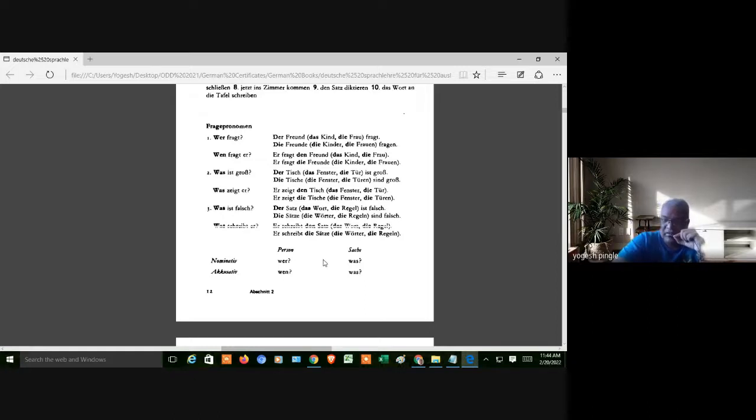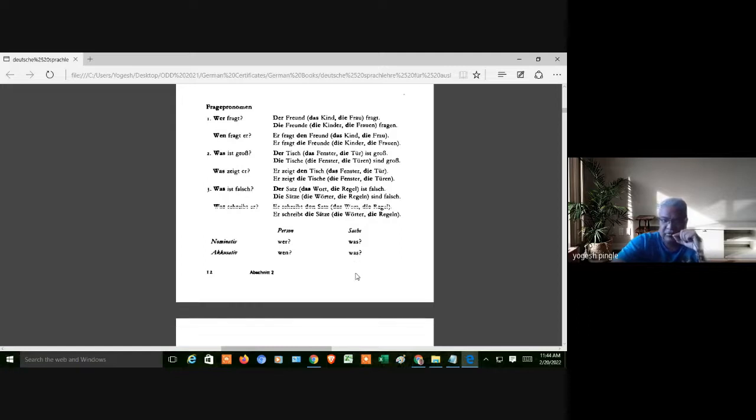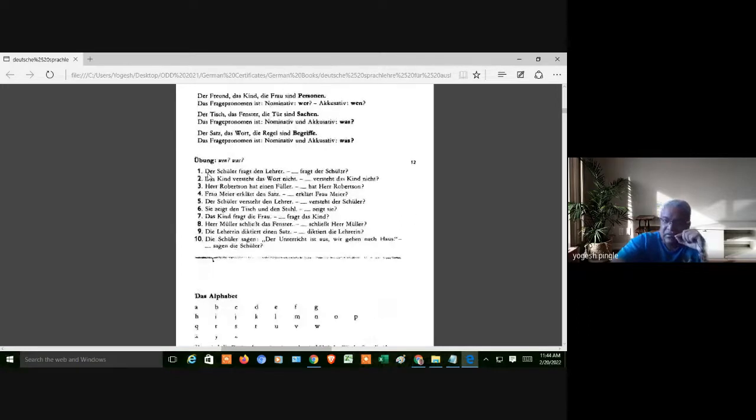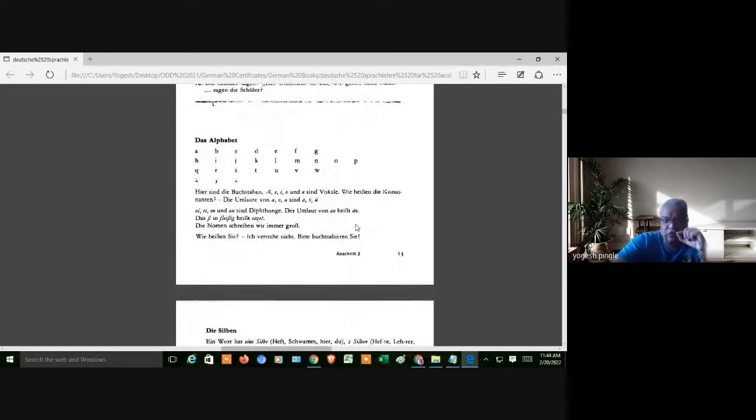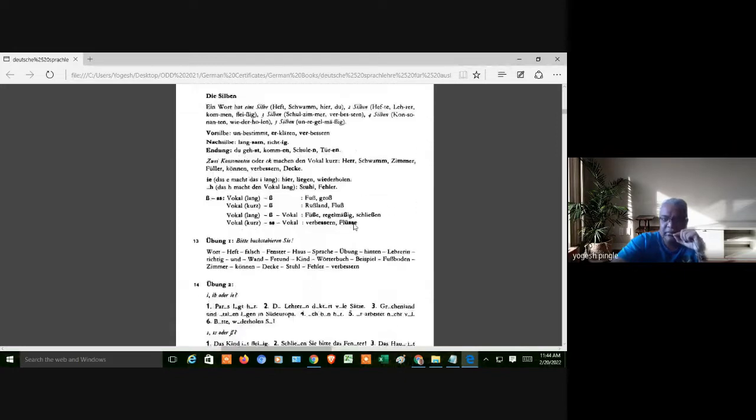Right. So wer means who, was is for the thing. Who and what: this is for person, this is for thing. So this is in nominative. Just see this. Accusative क्या है? Wen and was. Wen means to whom, and was means to what. What you are showing or like that. Okay. So this is very, very important. So try to solve this exercise. We have solved it, but you go through it.